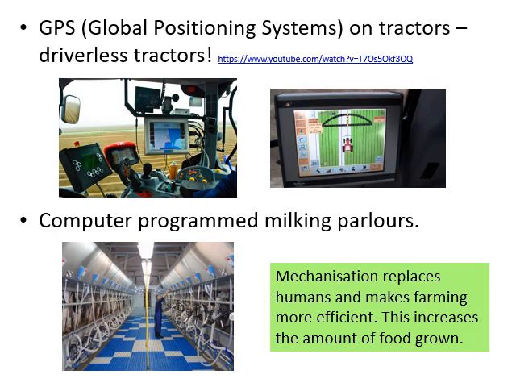You've got computer programmed milking parlours. You no longer need somebody in there to milk the cows. You can do it all by machines, making farming much more efficient and increasing the amount of product that can actually be produced.